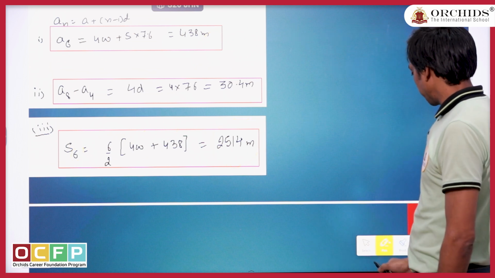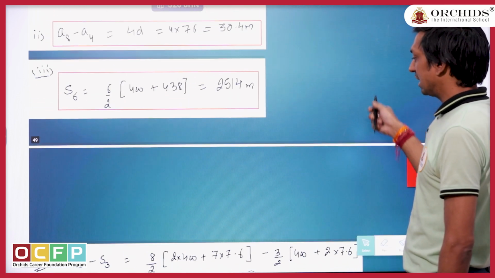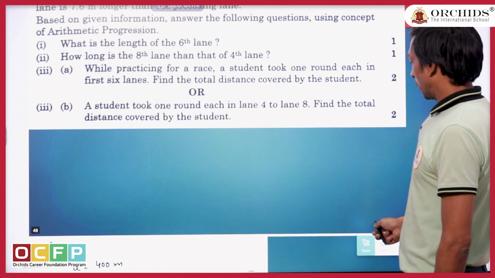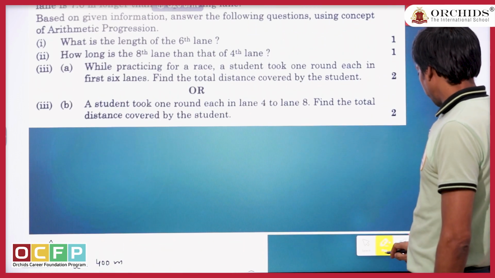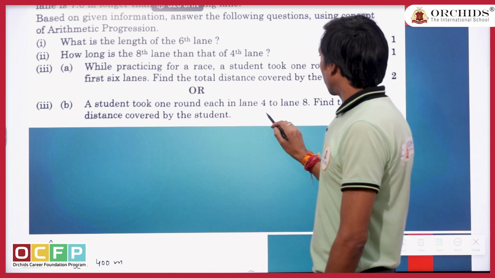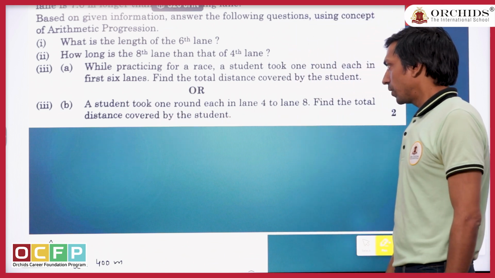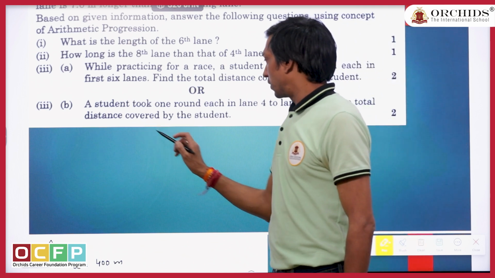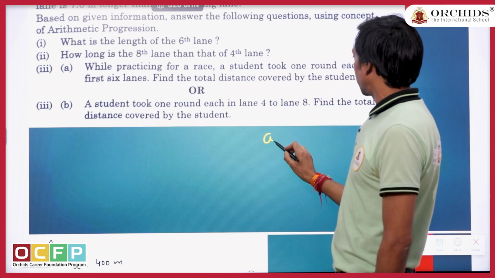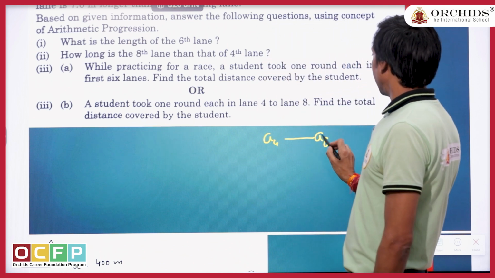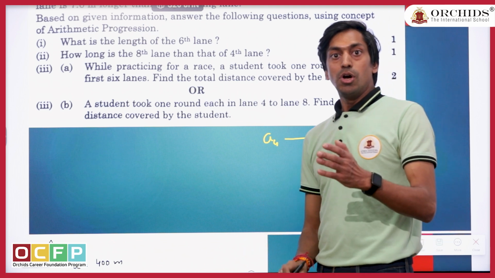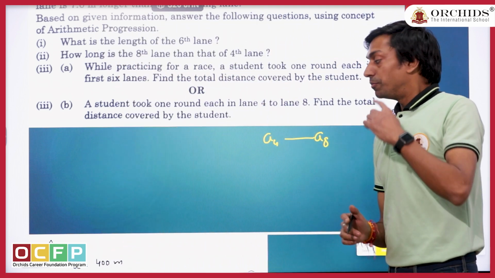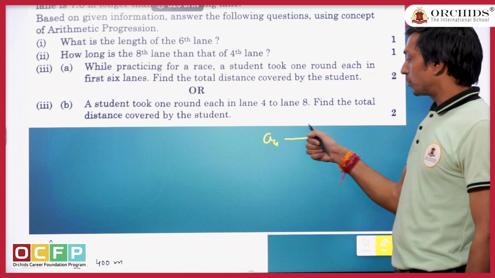The next part of the question is slightly tricky. In that you have to take care of certain things. In the last part of the question, a student took one round each in lane 4 to lane 8. Now they want to find the total distance covered. They are saying that the student covered distance from the A4 to A8 track, means we have to calculate the sum of A4, A5, A6, A7 and A8, the sum from the 4th term to the 8th term.